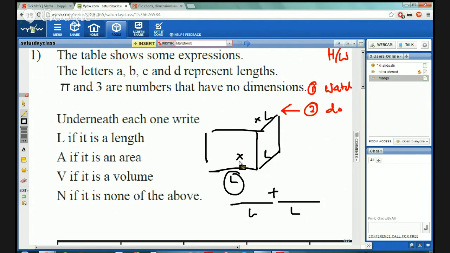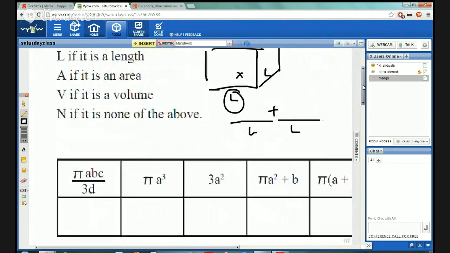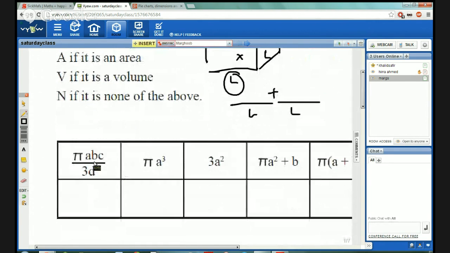So I want you to think about this table here. You have to decide what each is. Some of them might not even be anything at all. Like if you add a length to an area, that makes nothing. That's just a load of rubbish. So think about it. Go for it. These are your things. For each one, you have to figure out if it's length, area, volume. I'm going to be asking you in a minute.